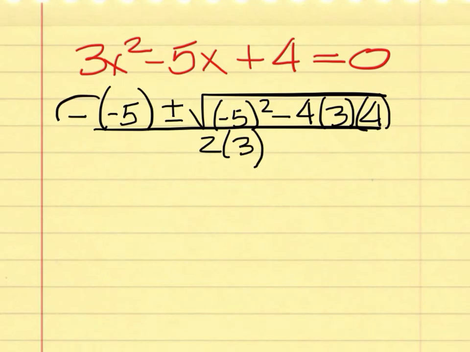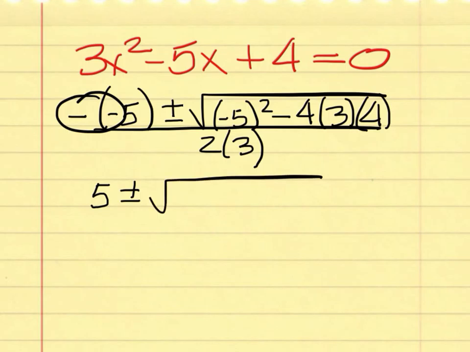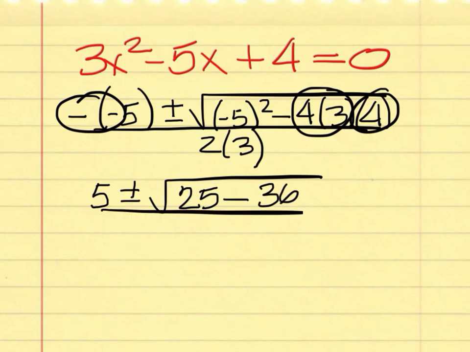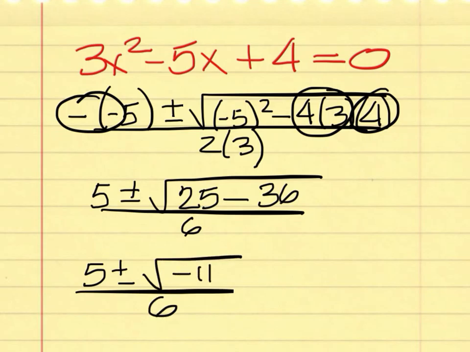So simplify this to get a positive 5. Under the square root sign, it's going to be 5, or not 5, but 25. And then minus 12 times 4 is going to be 36. On the bottom, you have 6. Simplify under the square root sign to get a negative 11. Remember what happens when you get a negative discriminant. No solution.